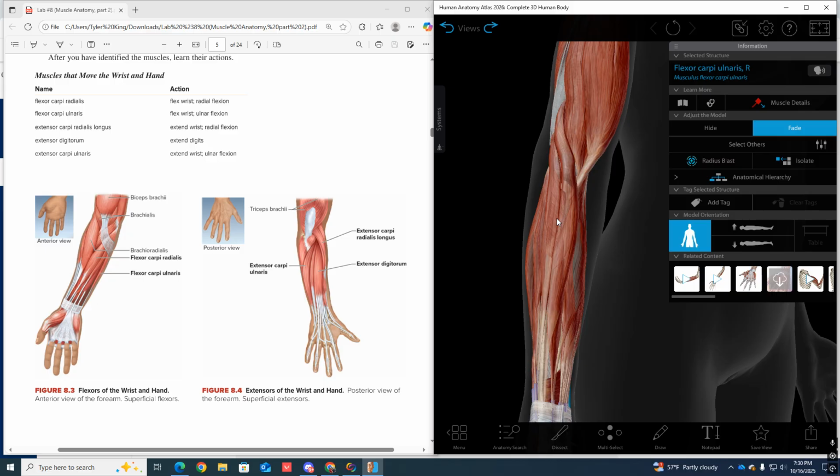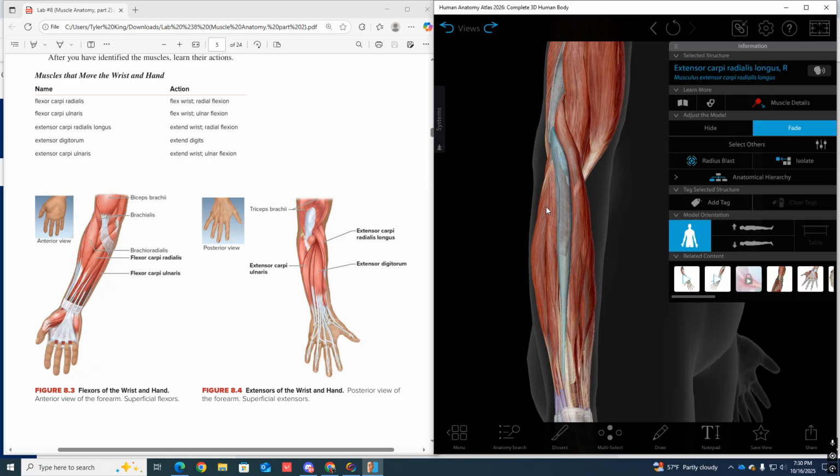Longus means it's long, okay? So right here we have the brachioradialis, and just one muscle to the lateral side is the extensor carpi radialis longus, okay? It extends the wrist, and once again, helps with radial flexion, or radial deviation, okay?